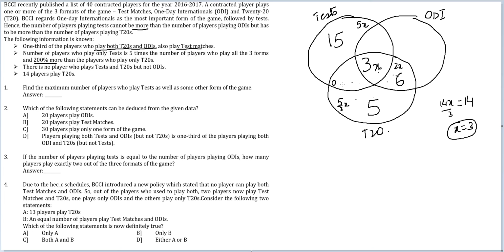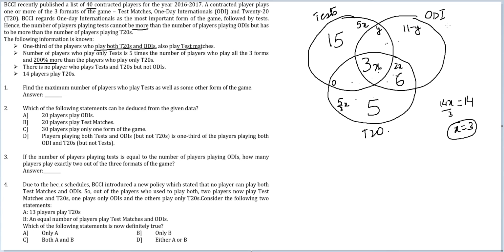Now look at ODIs. If this is Y, how much will this be? You have 15 here, you have 3, so 18. 18 plus 6, 24. 24 plus 5, 29. So these two regions together should be 11, because there were only 40 players who were contracted. These two regions should together be 11. If this is Y, this should be 11 minus Y.